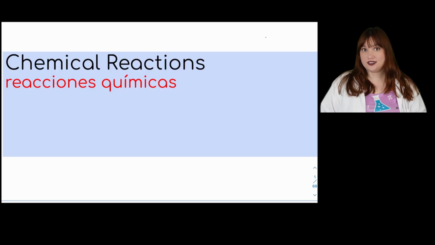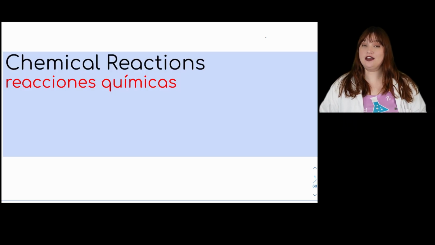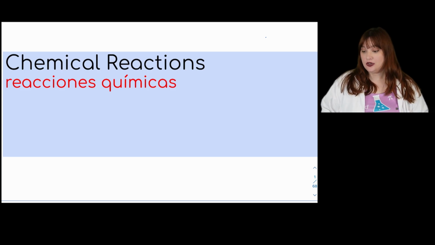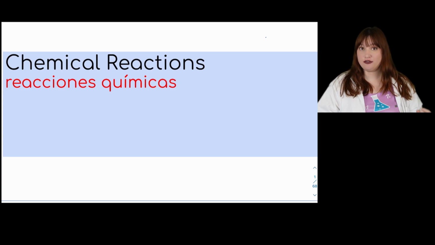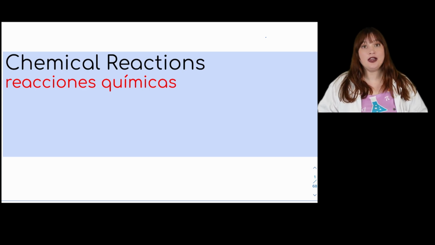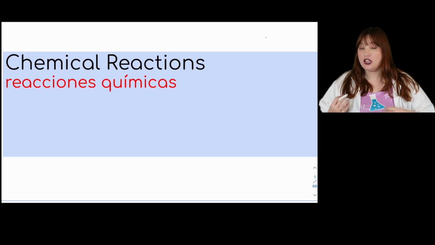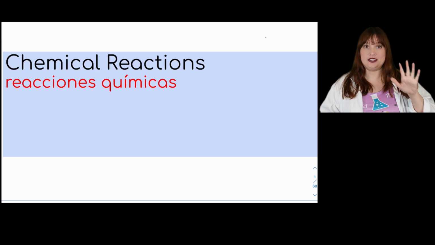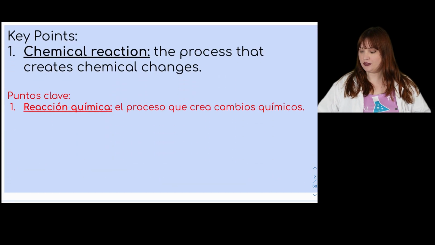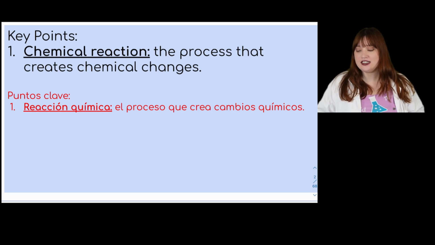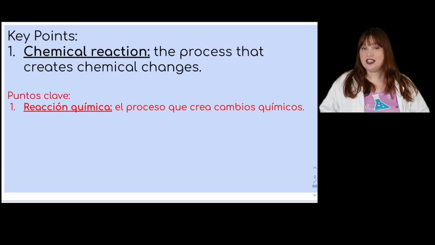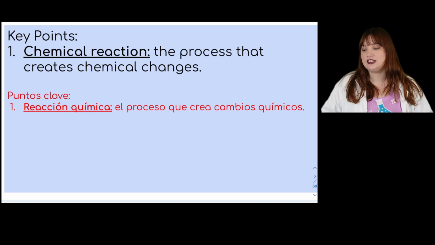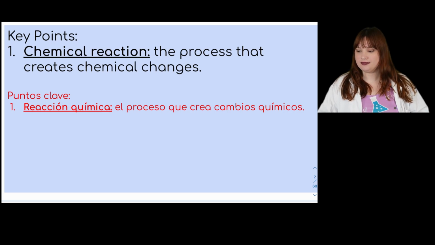Chemical reactions. There are many types of chemical reactions. We're going to learn about the basic form that all chemical reactions take, how we view them as chemists, and 5 of the main types of chemical reactions. So what exactly is a chemical reaction? It is the process that creates chemical changes. If you're taking notes, write down these key point definitions.